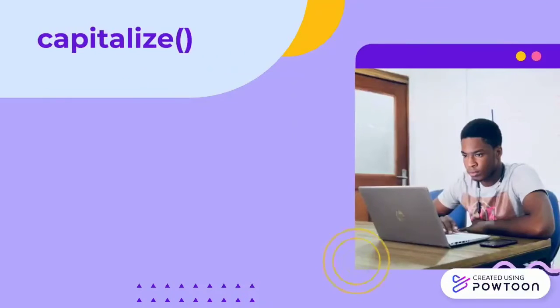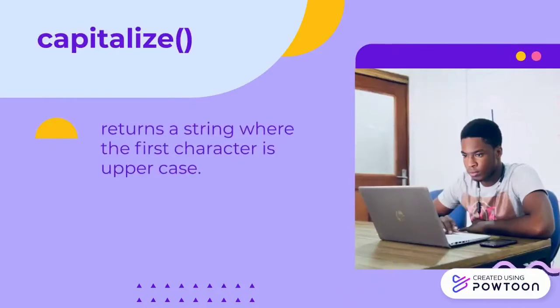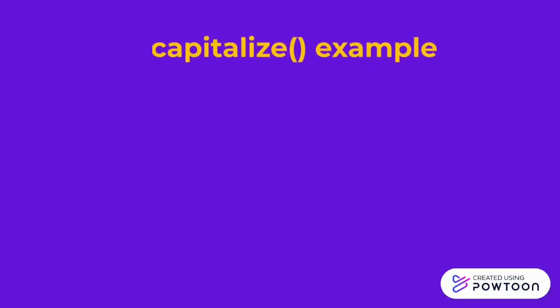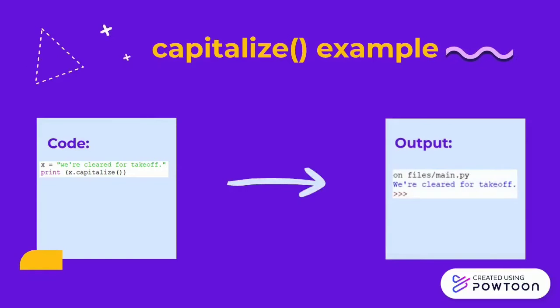The seventh, capitalize. Returns a string where the first character is uppercase. As you can see in the code, we have used the capitalize method, and the output displays a capitalized phrase.